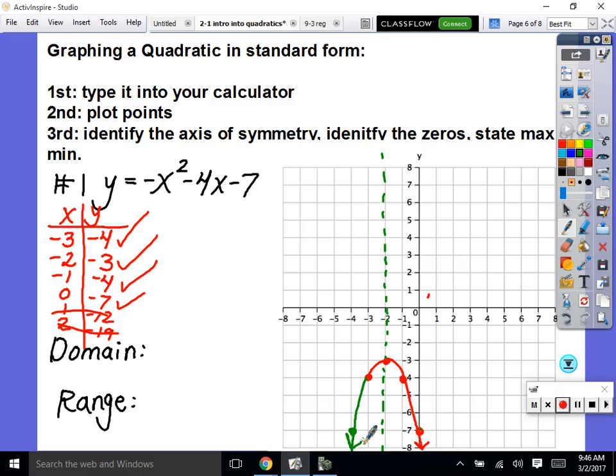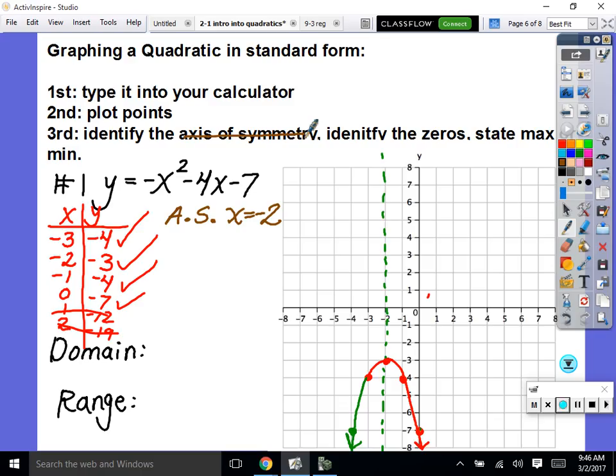So now we can answer all of our questions. I want you to answer. Identify the axis of symmetry. So you would say our axis of symmetry is x is equal to -2. Is everybody seeing it? Look. Okay, so once we have a graph, we have all the answers.